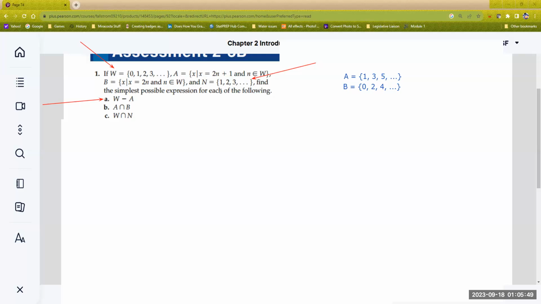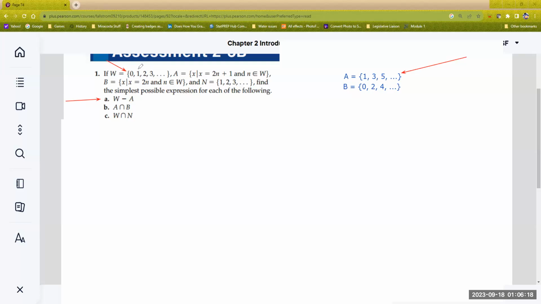So now I've got A, B, W, and N. So I have 4 sets, and the question is asking me to write the simplest way to write W minus A. W set difference A is what I should say, because these are sets. Okay, so W is the whole numbers, so I have all the whole numbers here, and I want to take out everything that I just found in A. So if you're going through and you're like, hey, what would that look like? Well, just grab a little marker here and cross them off.